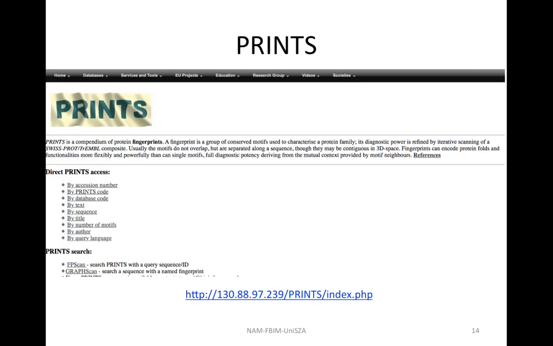Next is PRINTS. The PRINTS database uses fingerprints to classify sequences. Fingerprints consist of several motifs represented in the PRINTS database by short local ungapped alignments. The PRINTS database takes advantage of the fact that proteins usually contain functional regions that result in several sequence motifs per protein.